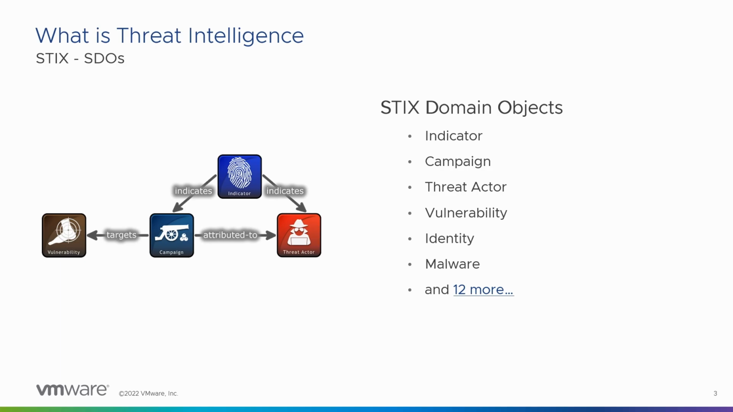So here we have 6 SDOs out of 18 in total. And on the picture on the left, you can see how those SDOs are related to each other. In this case, we have a campaign that targets some vulnerability, which is another SDO. And it is attributed to a threat actor, which is, again, an object. On top of that, we have an indicator, which basically indicates a campaign and a threat actor. So the indicator has relationships with both of those objects.